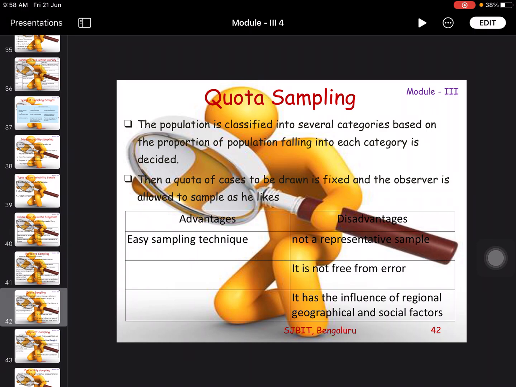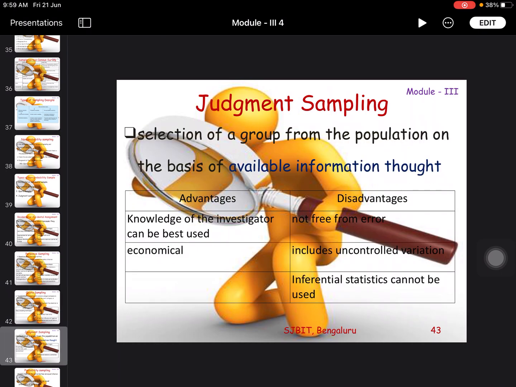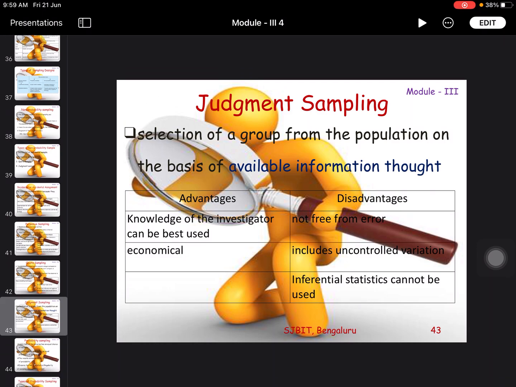So quota sampling is an easy sampling technique. The disadvantages are that it is not a representative sample, and the geographical conditions that exist have a direct influence on the sampling that has been conducted. In judgmental sampling, the knowledge of the investigator is used, and it is a very economical process, but it is not free from errors, and the statistics cannot be completely relied on.